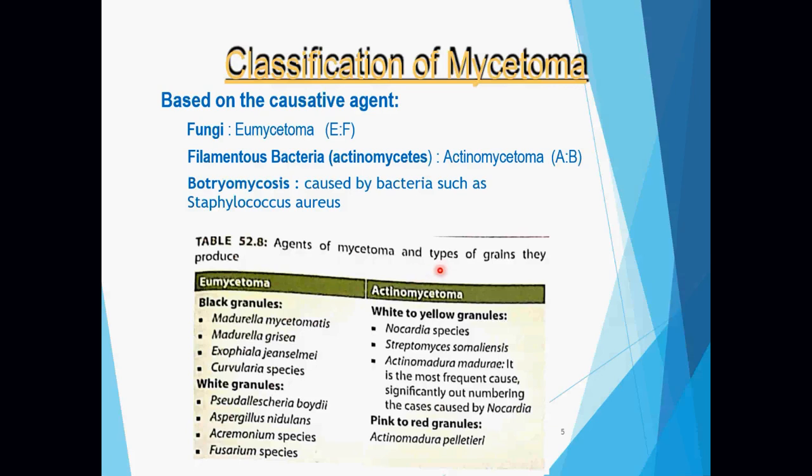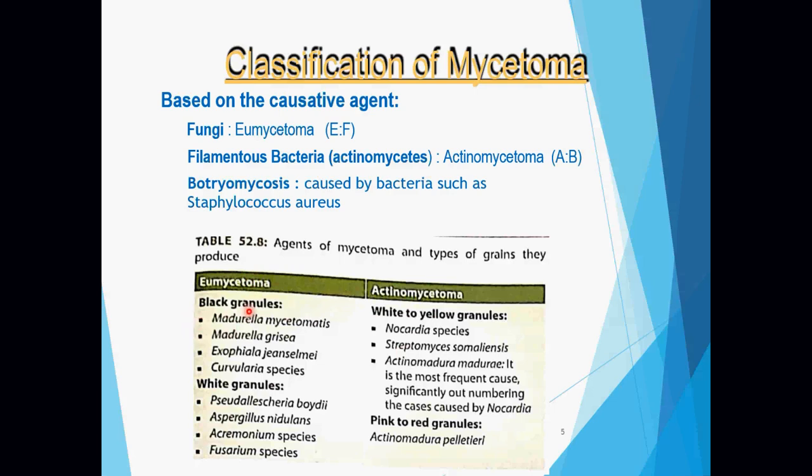Then coming to the agents of mycetoma and the types of grains they produce. Basically, there are two types, eumycetoma and actinomycetoma. Eumycetoma produces two types of granules, black granules and white granules, while actinomycetoma, which is caused by filamentous bacteria, produces white to yellow granules and pink to red granules. The color of the granules is very important in diagnosing the type of mycetoma.